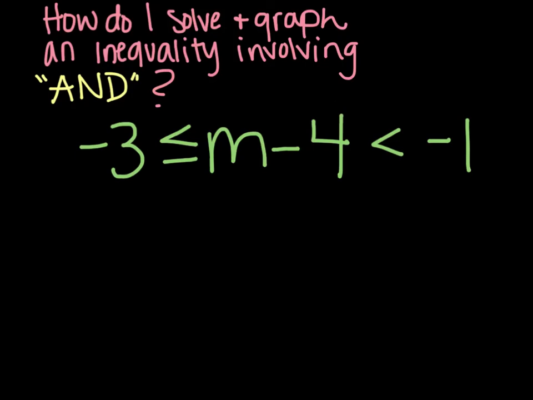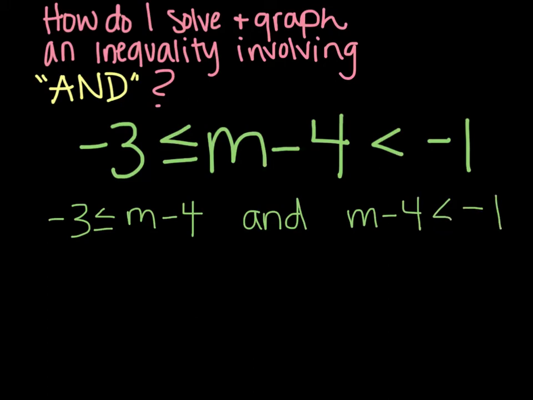So next question, how do I solve and graph an inequality involving the word and? Here's your sample problem. So I'm going to show you how to do this. The word and means both, so what you do is you just break it apart. So I'm going to have negative 3 is less than or equal to m minus 4 on one side, and m minus 4 is less than negative 1. And I'm going to solve both of these inequalities, just like how you normally would. So I'm going to add 4 on both sides, and that's 1 is less than or equal to m.